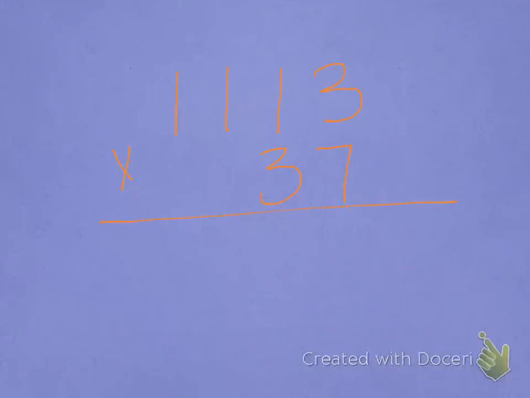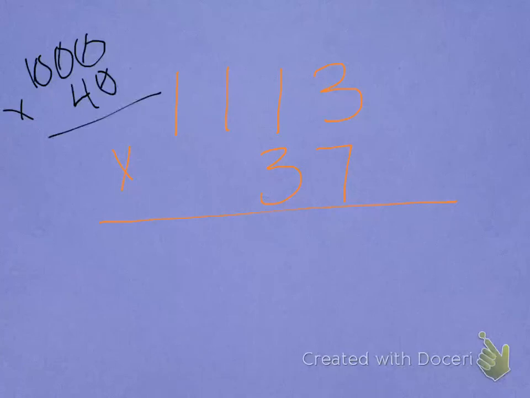Number 6 says solve and use an estimate to check your answer. So if I were going to estimate, I would do 1,000 times 40. If I take all those zeros away, 1 times 4 is 4, and then add the 4 zeros back, about 40,000. So now let's check.